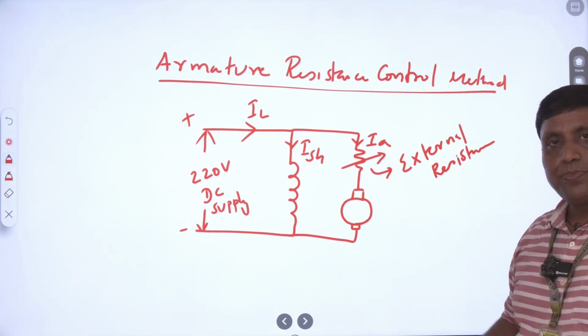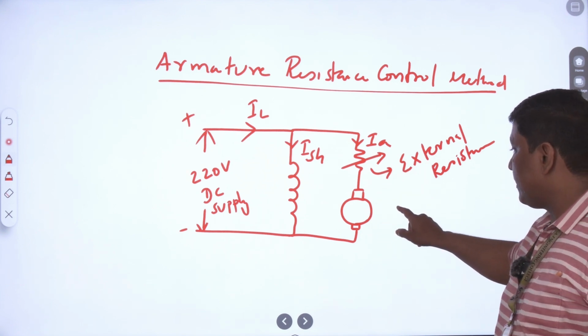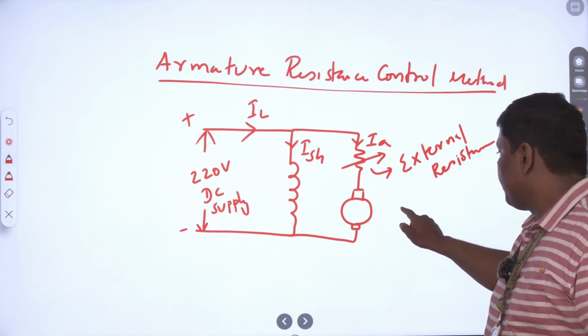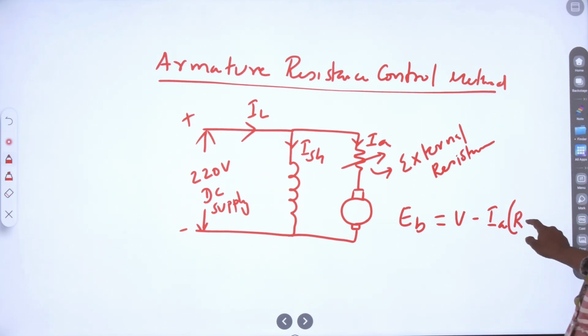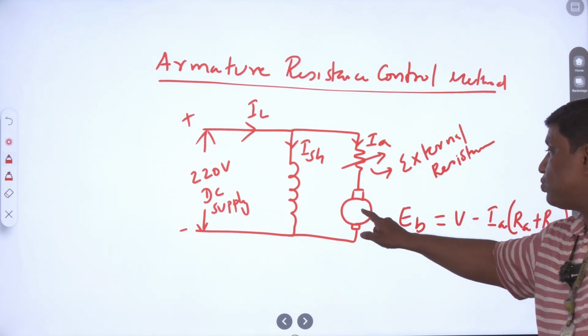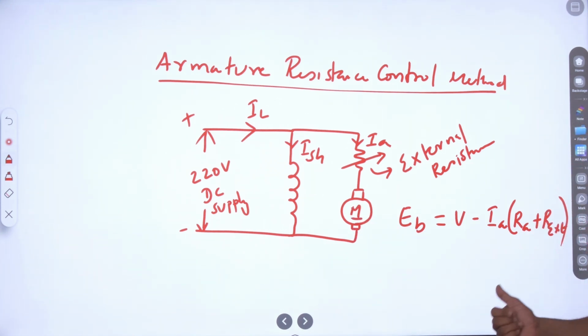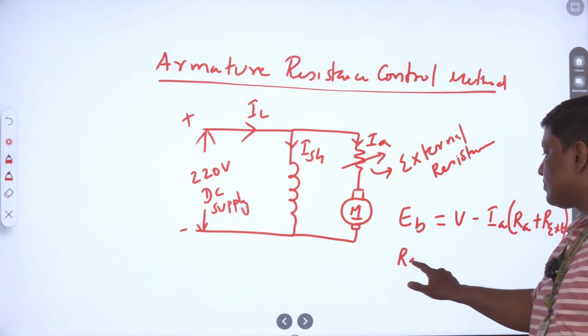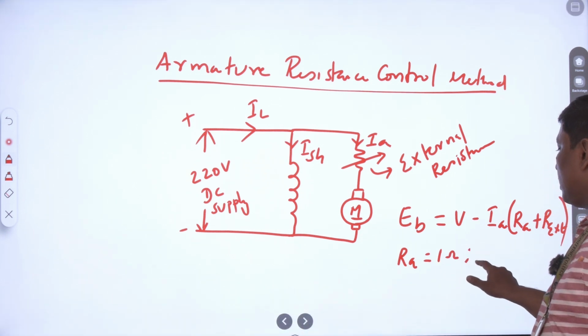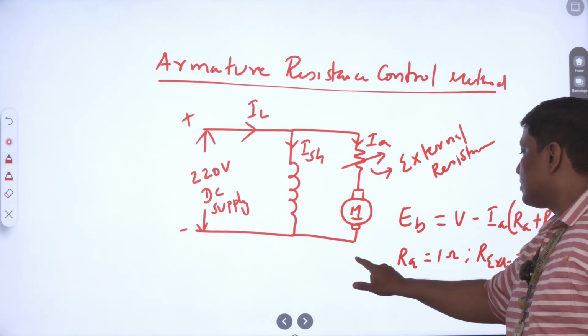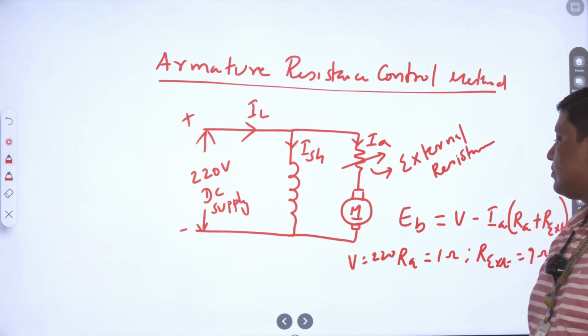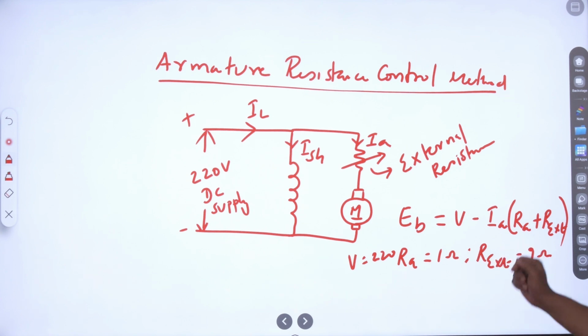Clear? So here also the EB value will be varied. I can explain with a small example. EB equal to V minus IA into RA plus R external. Why? Because the external resistance is added in series with the armature resistance. We can assume the RA value is 1 ohm, R external is 9 ohm, and voltage is 220. Clear?